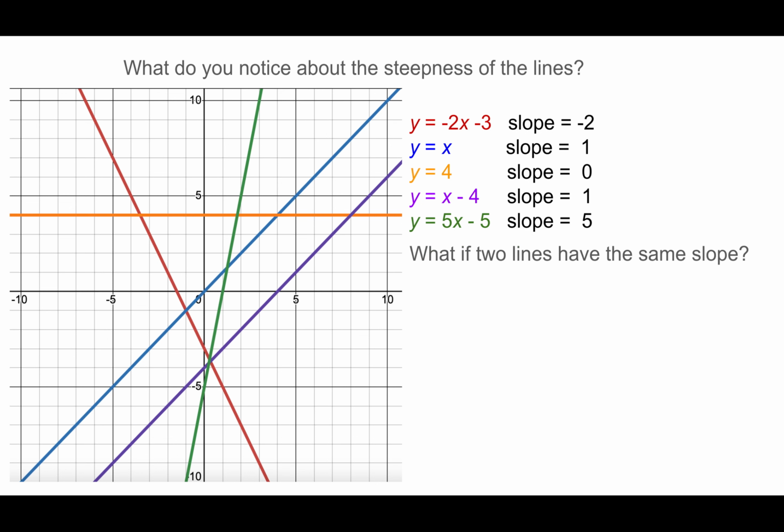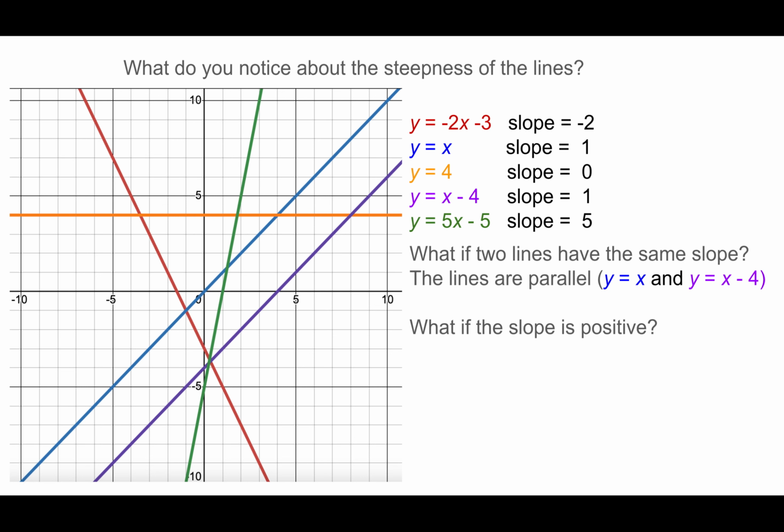So what if two lines have the same slope? Do you see any two with the same slope? I see that the blue line has a slope of 1, and so does the purple. So here's the blue and here's the purple. Looks like they're parallel lines. So parallel lines have the same slope, which means that they'll never intersect.